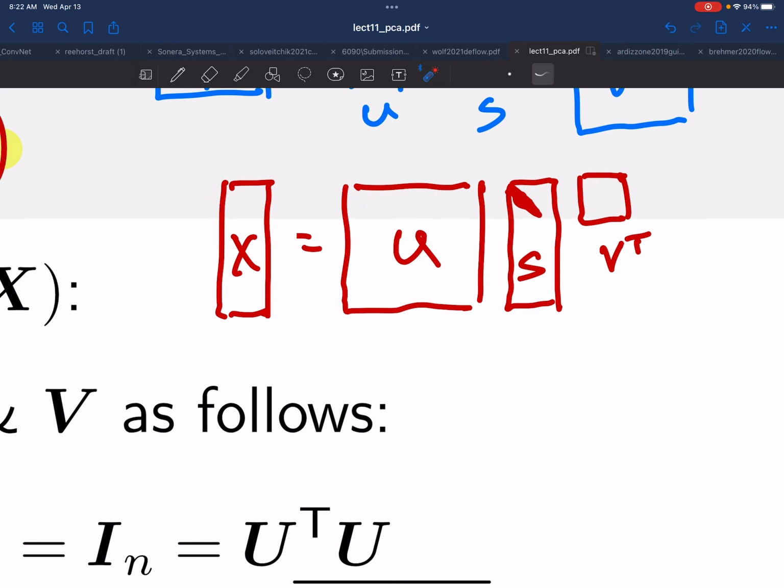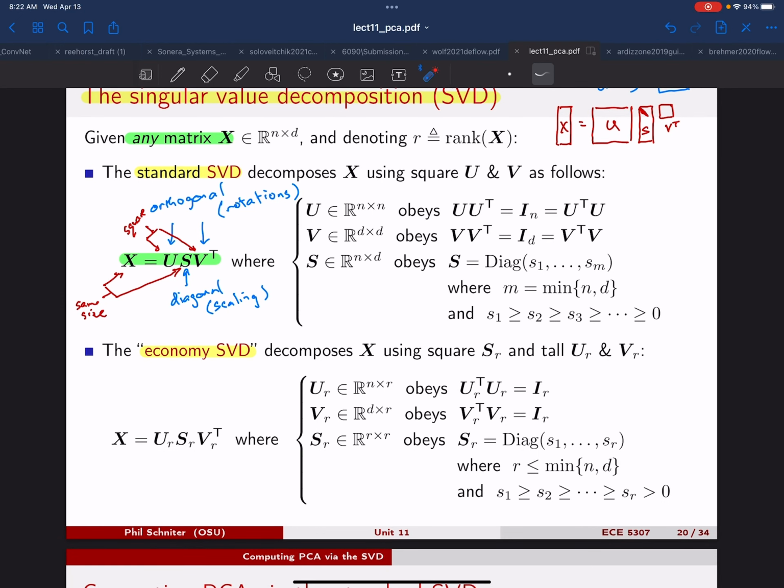In general, in the economy SVD, U is going to be square or tall, S is always going to be square, and V is going to be square or tall, or V transpose is going to be square or wide. So that's what we have for the economy SVD. Let's look at the differences a little bit. Here, to make sure the notation is clear, I put the R there. R is the rank, the number of non-zero singular values of this matrix. As a result, this S_r is a full rank matrix. It's a diagonal matrix with all non-zero elements on the diagonal.